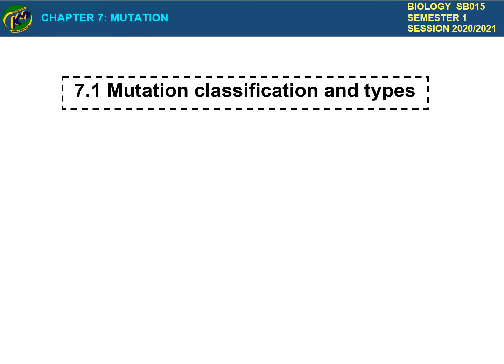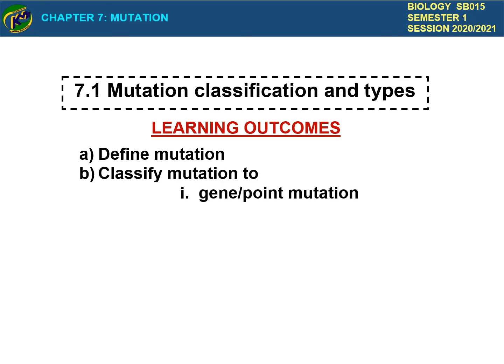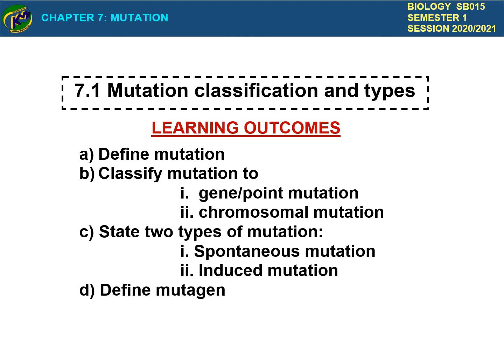The learning outcomes are: define mutation, classify mutation to gene or point mutation and chromosomal mutation, state 2 types of mutation, spontaneous mutation and induced mutation, define mutagen, state types of mutagen.